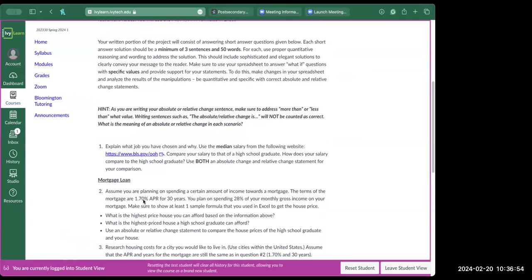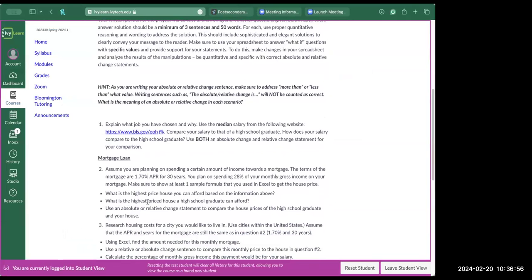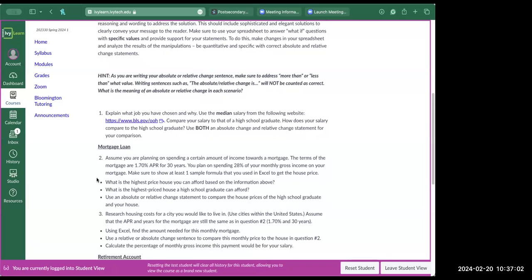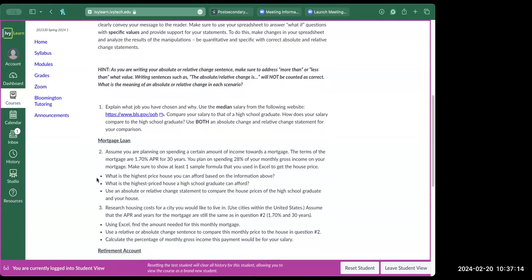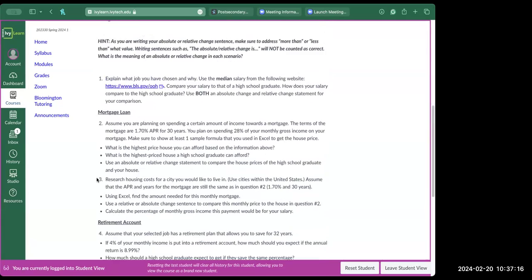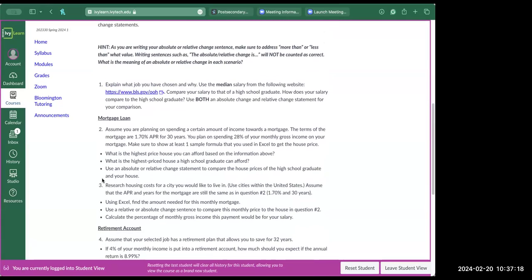Now, step two is we're going to find the loan that goes along with that scenario. Assume you're planning on spending a certain amount of income towards your mortgage. The terms of the mortgage are 1.7 APR for 30 years. You plan on spending 28% of your monthly gross income on your mortgage. Make sure you show at least one sample formula used. Also, you're going to input your answers and describe what's going on here.